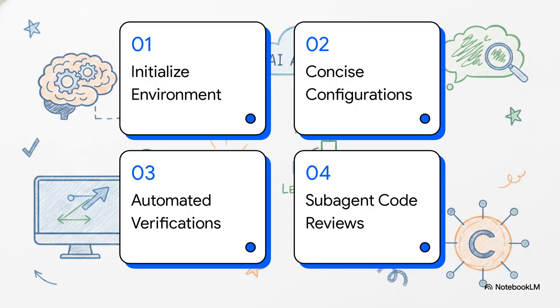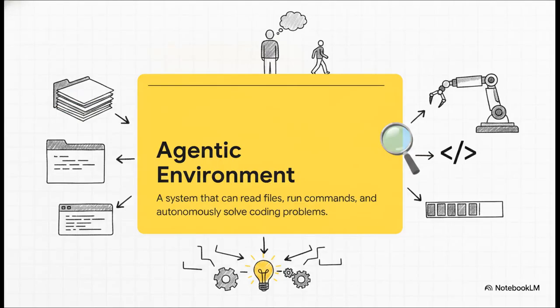Here is our roadmap for the explainer. First, initializing your project environment. Second, the art of concise configs. Third, automated verification checks. And finally, independent subagent code reviews. Let's get to it. To truly master this whole shebang, we first need to define our terms.